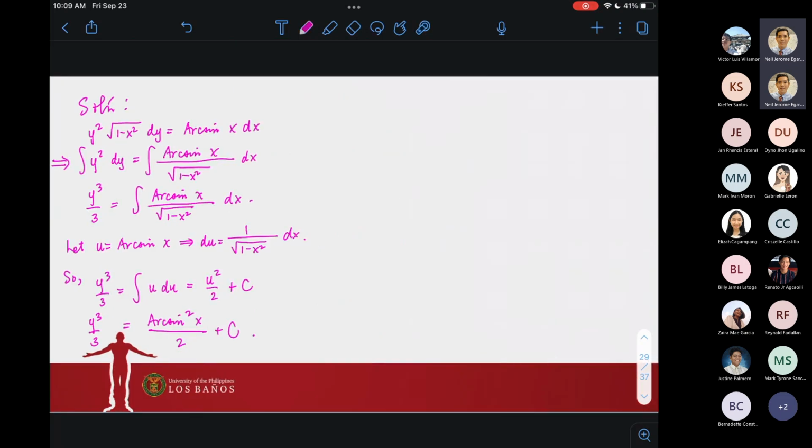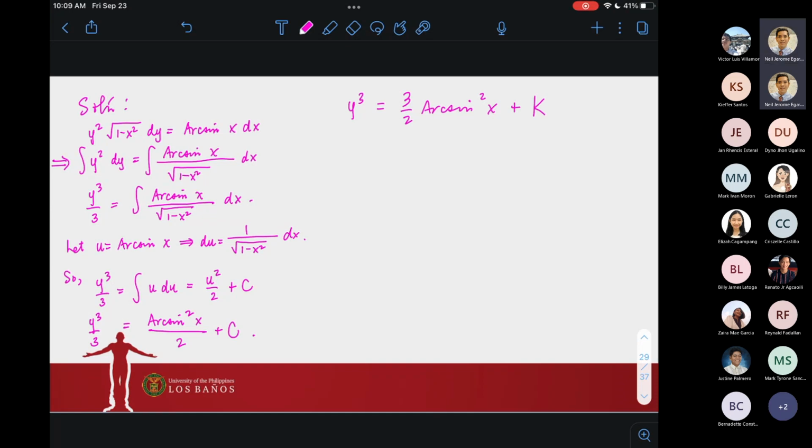So I'll do that. So here, I'll multiply first both sides by 3 to get rid of the 1/3 from the left. So I'll have y cubed equals 3 halves arc sine squared of x plus 3 times c, right? But I'll write 3 times c as arbitrary constant k na lamang.